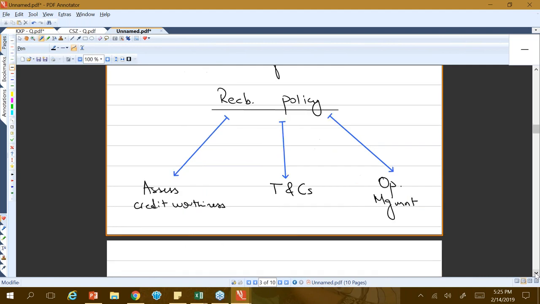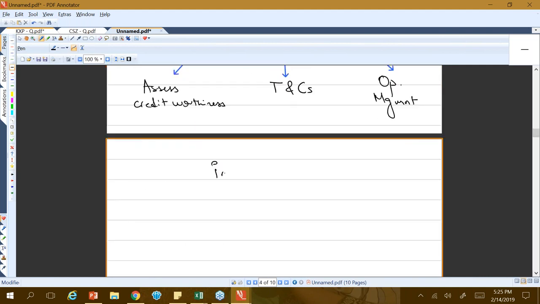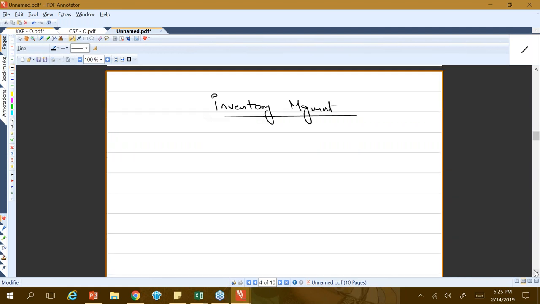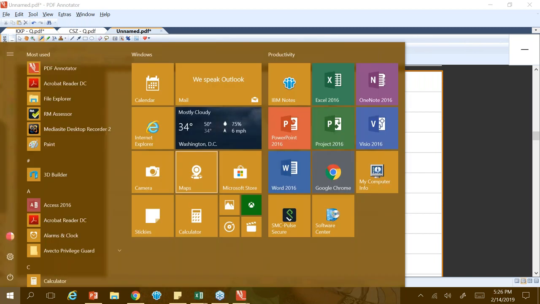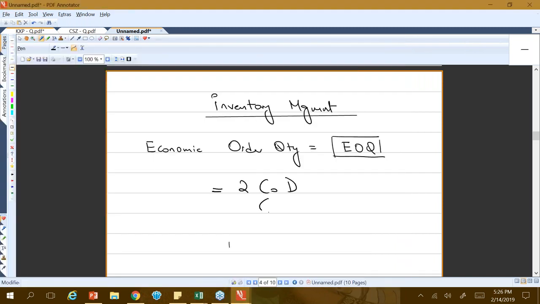Now, the next thing before we go into the question is to think of inventory management. Within inventory management, the key calculation for us is the EOQ, the economic order quantity. That is the key thing for us. Well, we can compute economic order quantity with this formula.